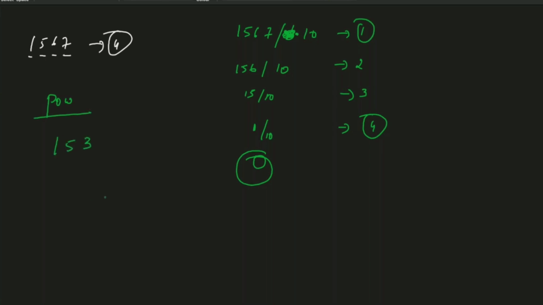If I take 153, guys, I wanted 3 to the power of 3. This is in the form of m to the power of n, right? This n is nothing but length. We already got this point, right?